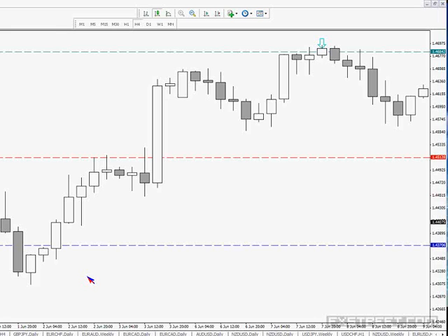What about the big shadow at the candle at 9th of November? That is a losing trade.